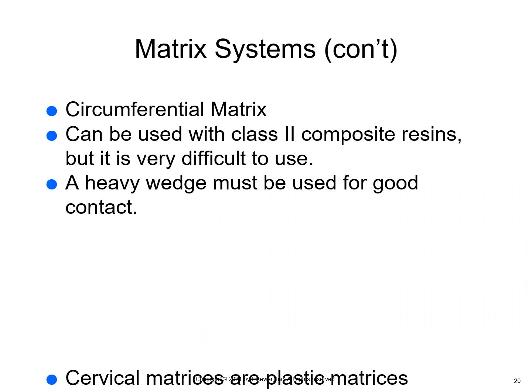Circumferential matrix is another type. These can also be used with class 2 composite resins. They are more difficult to use and require a heavy wedge for a good contact.